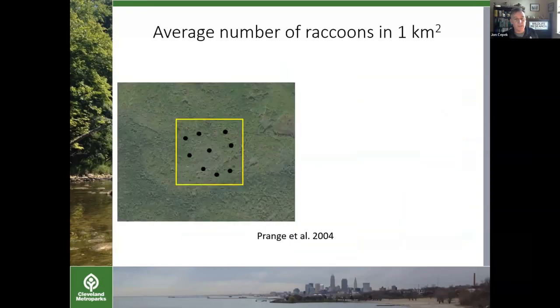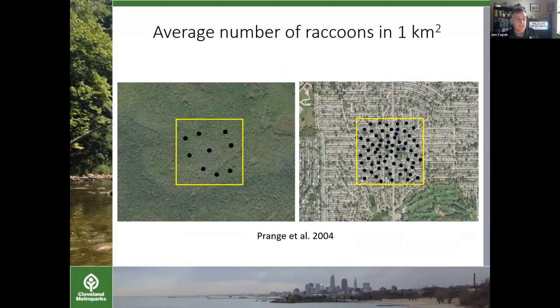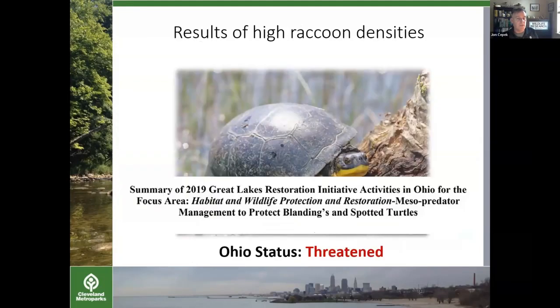And raccoons are another quick example. Prairie et al. documented an average of 9 raccoons per square kilometer in rural areas and 67 per square kilometer in suburban areas. But the results of high densities of mesopredators like raccoons are wildlife damage through increased predation on listed species like Ohio's threatened Blanding's turtle. So we continue to work with Wildlife Services to reduce raccoon numbers to protect state listed threatened Blanding's and spotted turtles in our Great Lakes Restoration Initiative project.